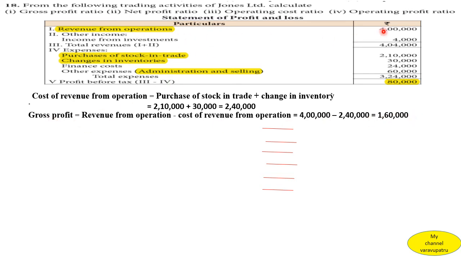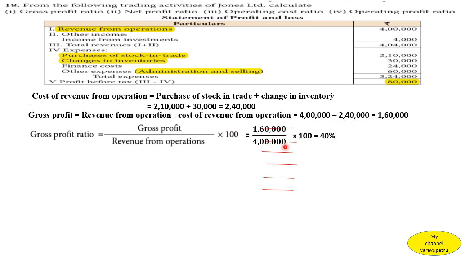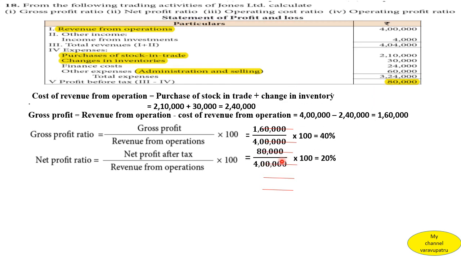Revenue from operation is given in the problem as 4 lakhs. Cost of revenue from operation we found here 2,40,000. So 4 lakhs minus 2,40,000 we get 1,60,000 as gross profit. Gross profit ratio is equal to gross profit by revenue from operation into 100. That is 1,60,000 divided by 4 lakhs into 100 is equal to 40%. Net profit ratio is equal to net profit by revenue from operation into 100. So 80,000 is the net profit, profit before tax. Net profit is 80,000. 80,000 divided by 4 lakhs into 100 is equal to 20%.